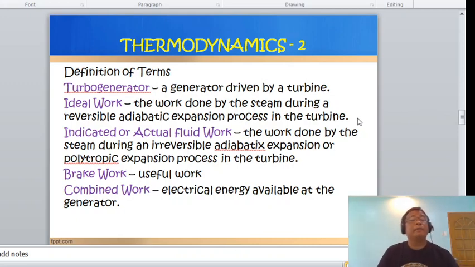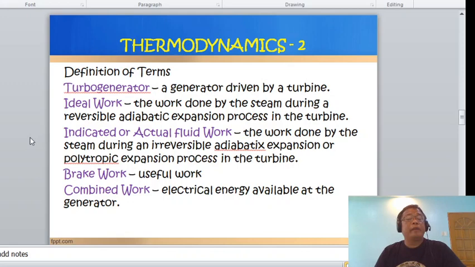Here we have some definition of terms. Turbo generator: a generator driven by a turbine. Ideal work: the work done by the steam during a reversible adiabatic expansion process in the turbine. Take note, class, reversible, meaning isentropic expansion. Indicated or actual fluid work: the work done by the steam during an irreversible adiabatic expansion. Adiabatic, class, not adiabatics; that was a typographical error. Or a polytropic expansion process in the turbine.